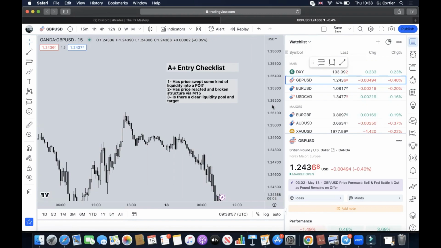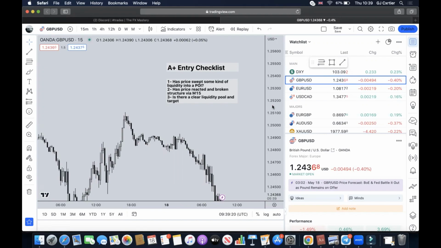Has price reacted and broken structure via the 15-minute time frame? Again, for this strategy, we only really need to know our overall liquidity targets, which can be on any of the time frames. That's your choice: 1 hour, 4 hour, daily, 15-minute. It's up to you. With this strategy, I personally stick just to the 15-minute and then use daily highs and lows as our liquidity targets.